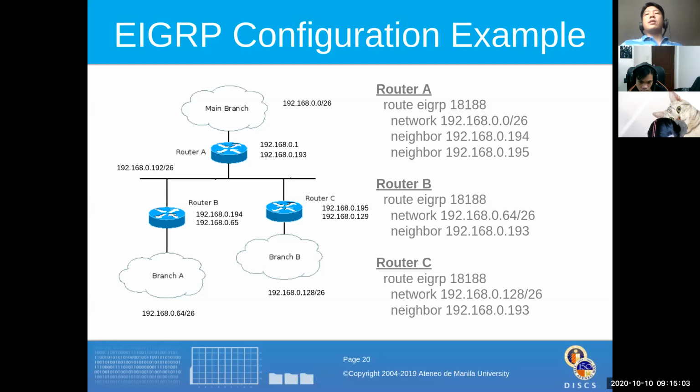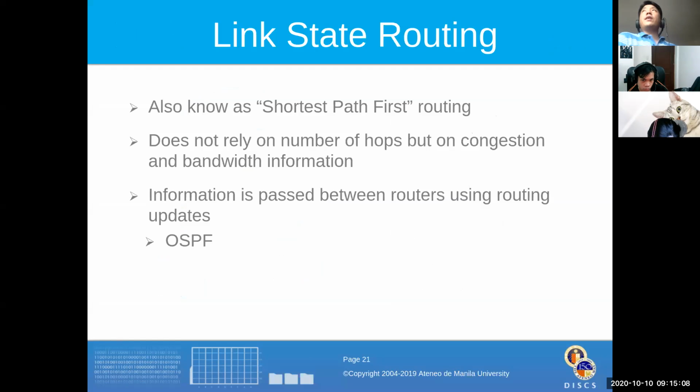And you can have as many neighbors depending on the routers you are directly connected to. Right, that is it for distance vector routing.